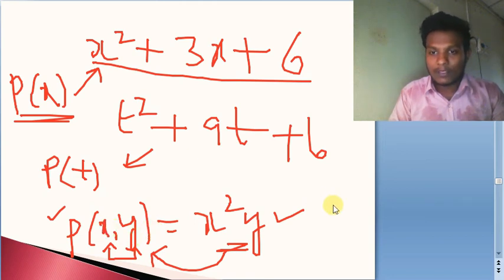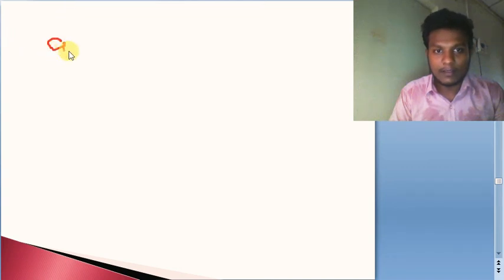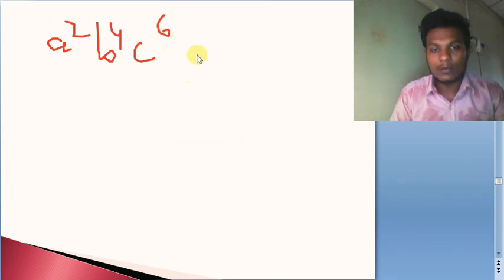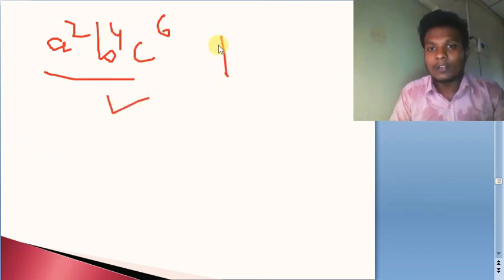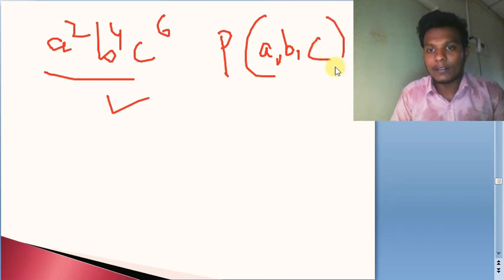Suppose there are three variables, like a squared, b power 4, c power 6. Is it a polynomial? First of all, tell me. Here the power is 2, the power is 4, the power is 6. Three variables are there, and for all three variables the exponents are whole numbers. So it is a polynomial. In what variables? A polynomial in a, comma, b, comma, still there is c. So this is how we notate the given polynomial.